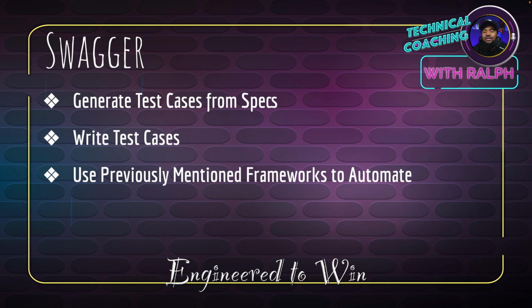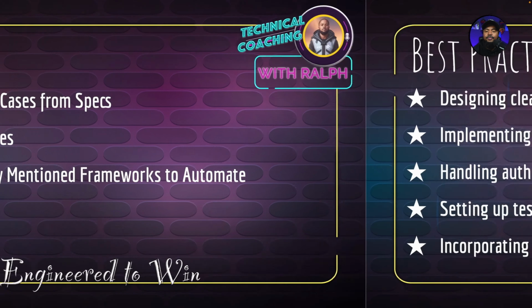But pretty much using Swagger, you're going to generate your test cases from the specifications of the API. You're going to write your test cases, and then see, that's the thing. Swagger itself isn't used for API testing. It's used pretty much to set you up to do API testing. So you can use any of the previously mentioned frameworks to automate the test cases generated from Swagger. But you're still going to use one of those other tools or any other API testing tool that you are comfortable with. But all the steps after that follow the same exact pattern.